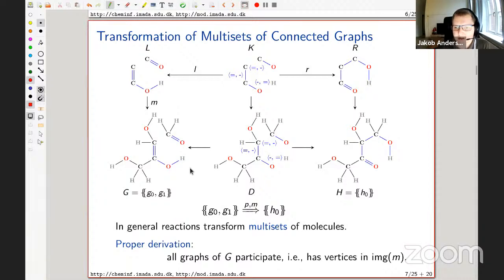This also leads to another interesting thing, which is that if we have a direct derivation here, there's nothing to hinder that we just add another graph to the multisets on both sides. But we would like to focus only on what we call proper derivations. So the match morphism should hit all of the connected components. So all the molecules should participate in the reaction. Otherwise, we can trivially add more graphs. That doesn't give us any more chemical reasoning as such.